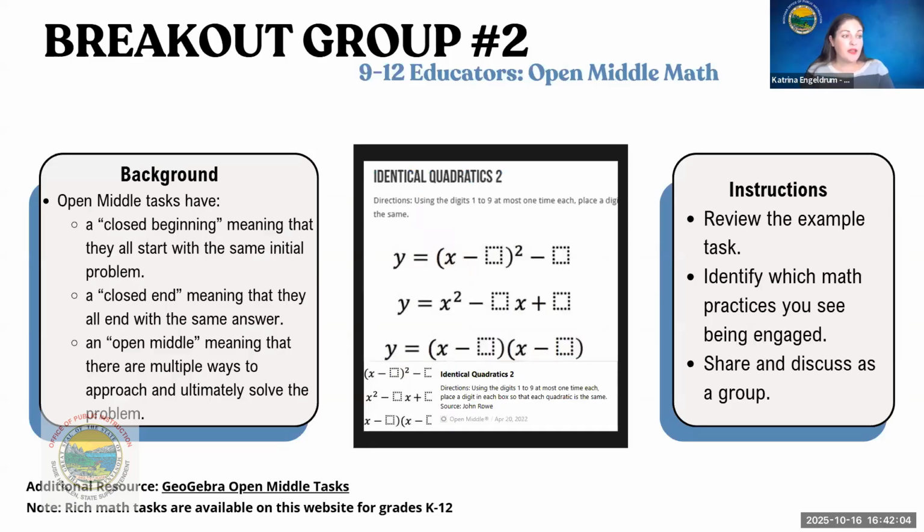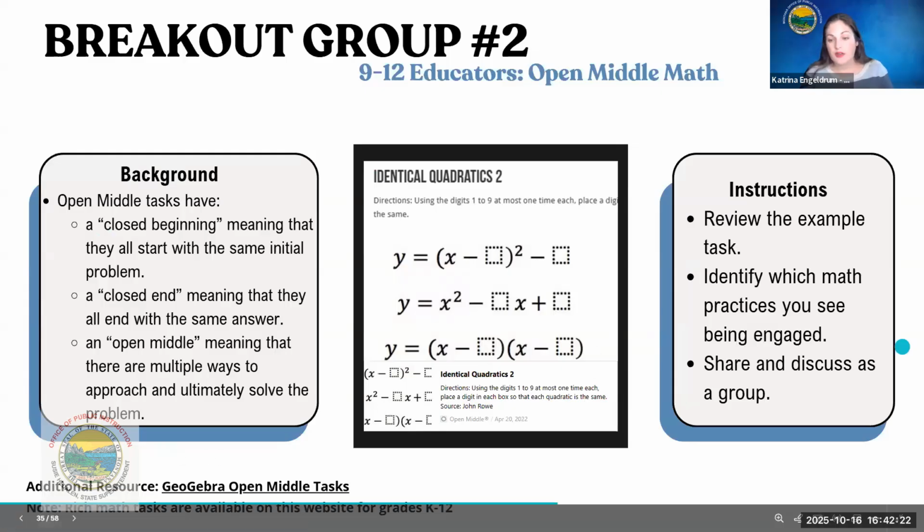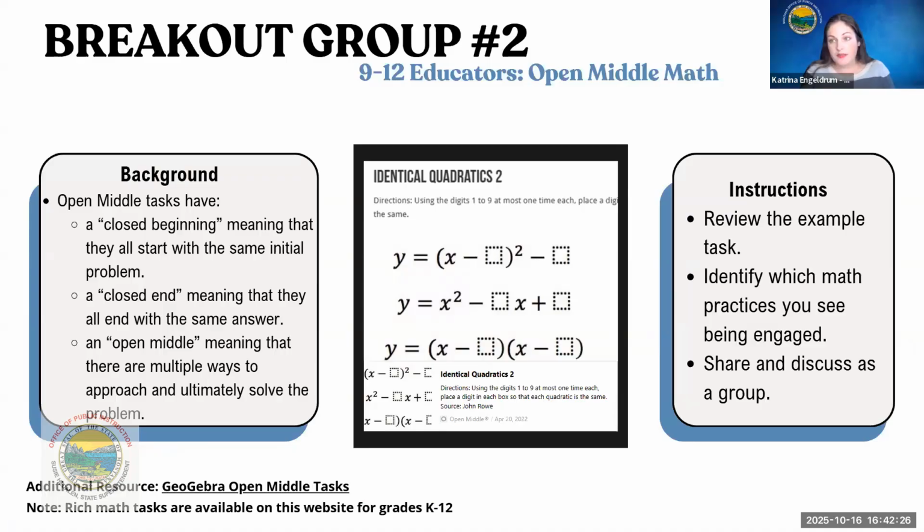And then Open Middle basically takes the beginning of a task and the end of the task, so they know what they're looking for answer-wise typically, but there's lots of ways to get to that answer. So the middle is a little bit more open to interpretation by the student. And all of these tasks are K-12, and the resources are on the participant guide, and we can drop those links in the chat as well.